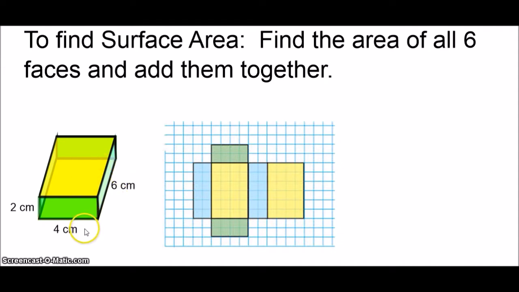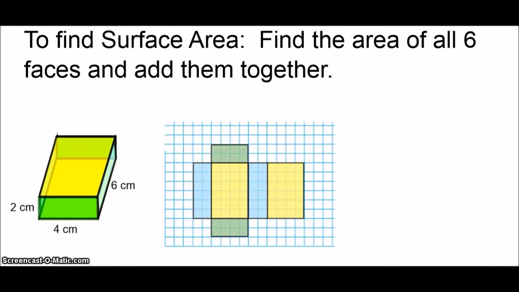You have the top and the bottom, which are the yellow rectangles. They have dimensions of 4 centimeters by 6 centimeters. You can see I put that on the graph paper, 4 units long, 6 units tall. Then you have 2 rectangles that are green. Those are each 4 centimeters by 2 centimeters in the net. And then the right and left side are blue. Those are each 2 centimeters tall and 6 centimeters long, so the blue ones are 2 centimeters by 6 centimeters.